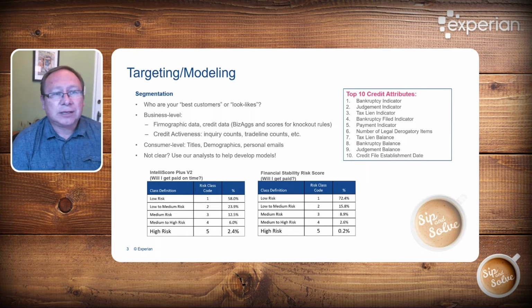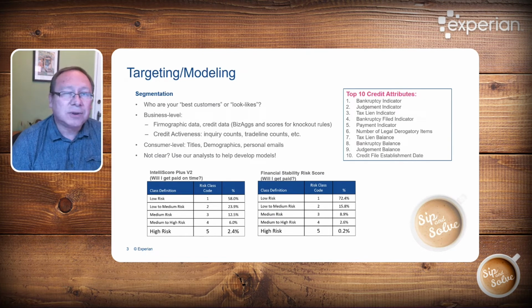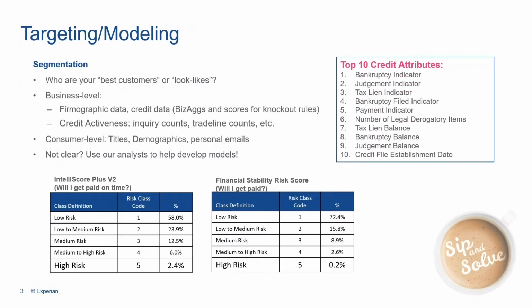Let's first start with targeting. Now, it's very important in order to maximize your ROI to define your audience as tight and as effectively as possible. A good place to start is to define, well, who are your best customers? You might want to do a look-alike analysis to see, of your existing customer base, how can you use the attributes from them to define a prospect list for the future? Now, it's also important to note that you can get both business level and consumer level data in order to help create these segmentations or models.